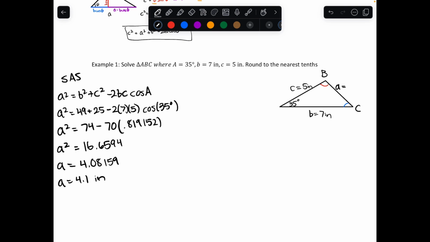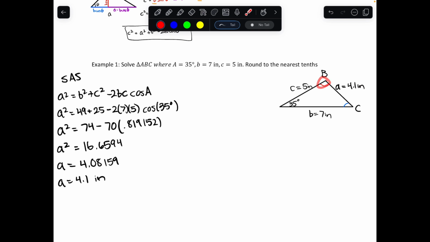So let's go ahead and write that in. So we have 4.1 inches right here. Now let's look at what we have so far. We have 35 degrees and then all of our sides. Now, what angle corresponds to the largest side?